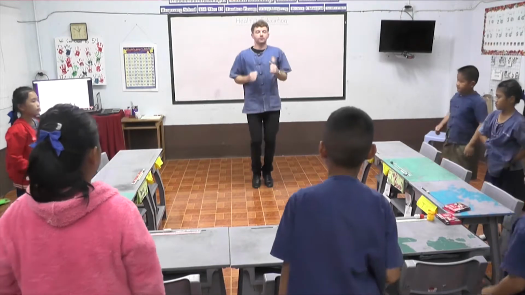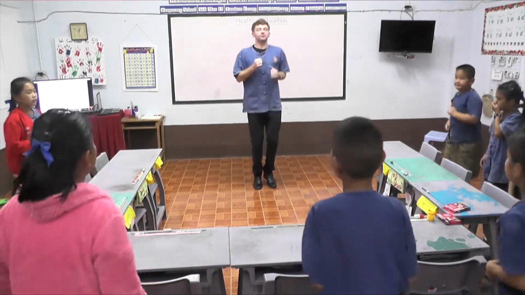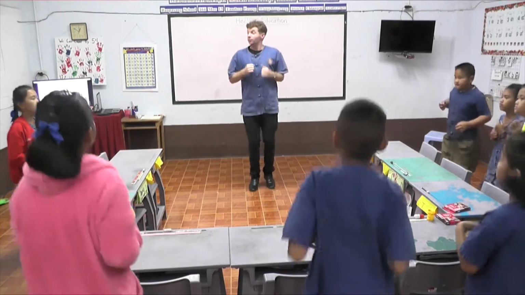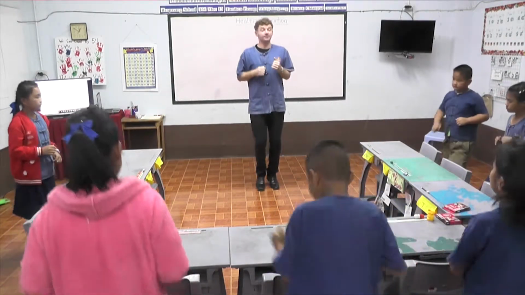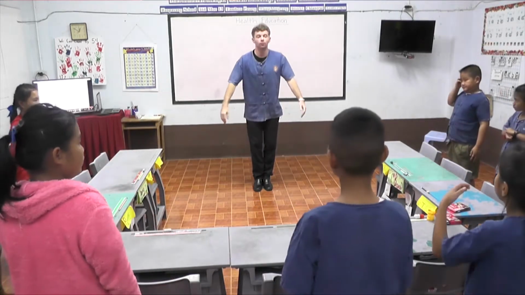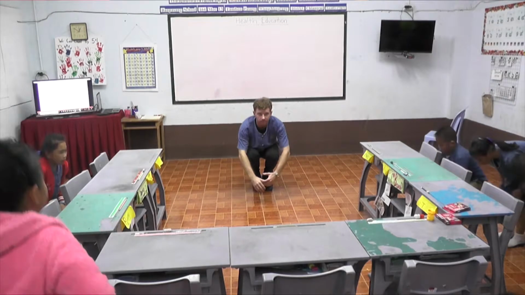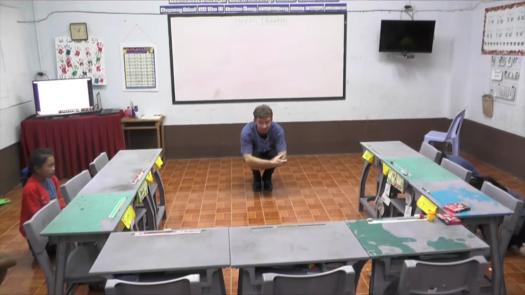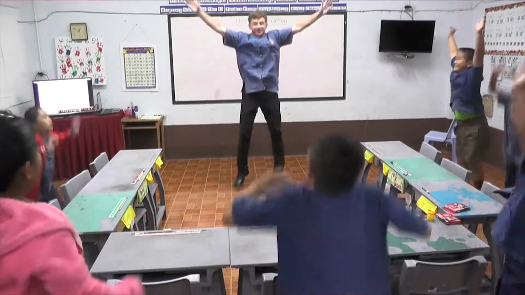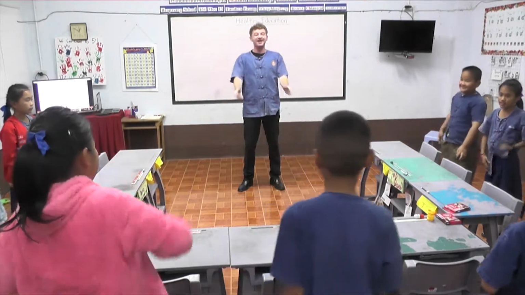Let's jog on the spot. 5, 4, 3, 2, 1, stop. And let's slowly go down. And in a ball, 5, 4, 3, 2, 1, jump. Excellent guys, have a seat.